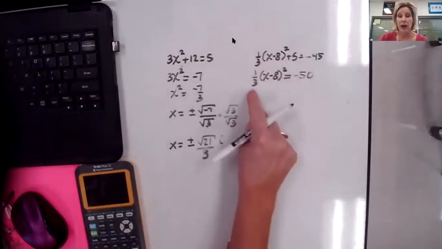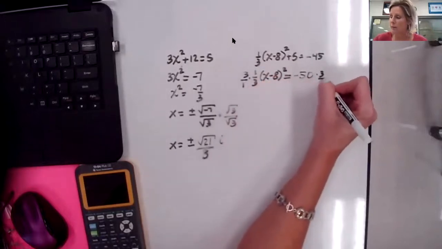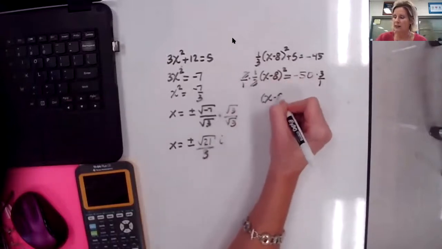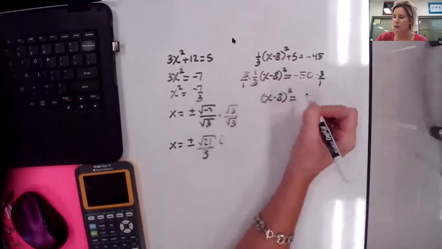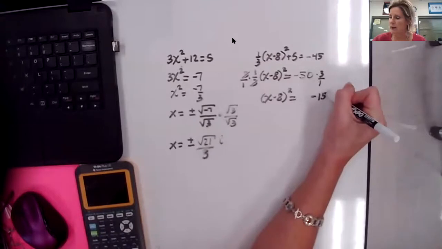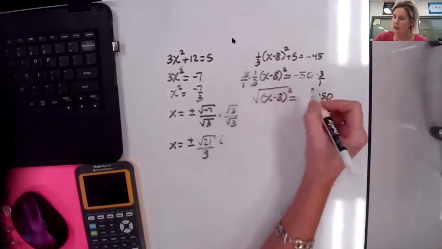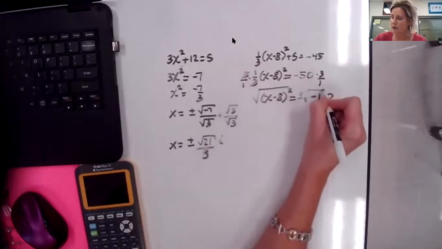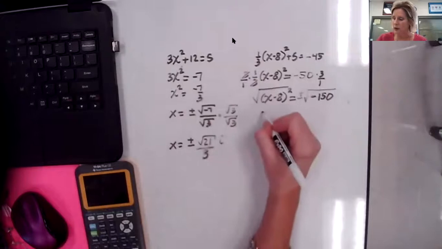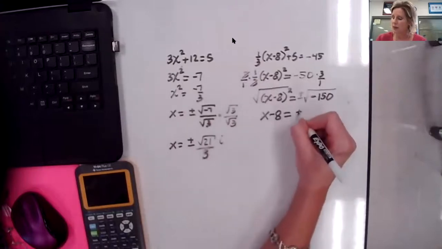I need to clear the fraction now. So multiply both sides by 3 over 1, so that my 3's cancel and I'm just left with x minus 8 squared. And this is just going to be -150. I'm putting that big gap there. So I'm going to take the square root of both sides, and you can either write that out or not. I didn't write it on this side. I talked about it, but didn't write it. The square root of x minus 8 squared just leaves you x minus 8.